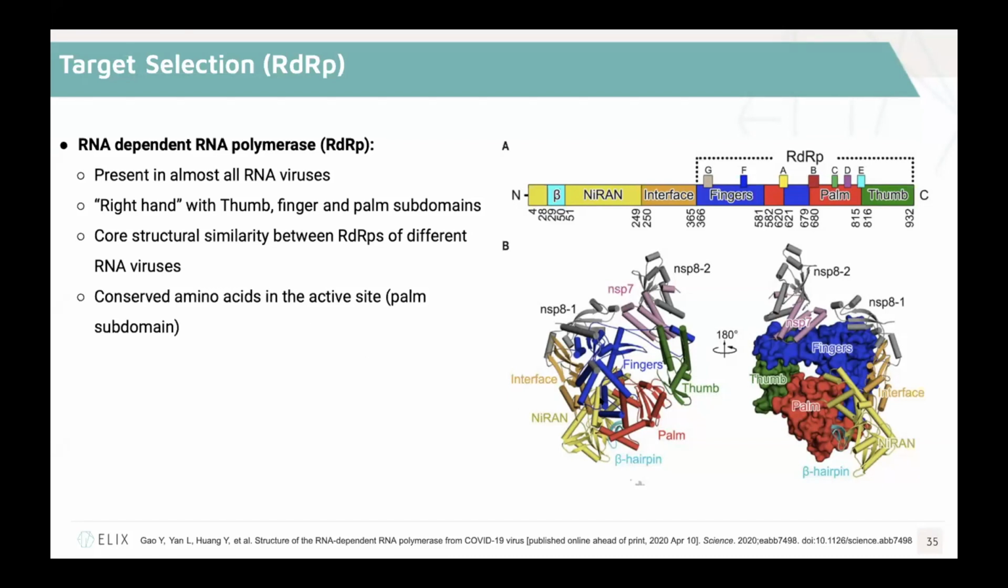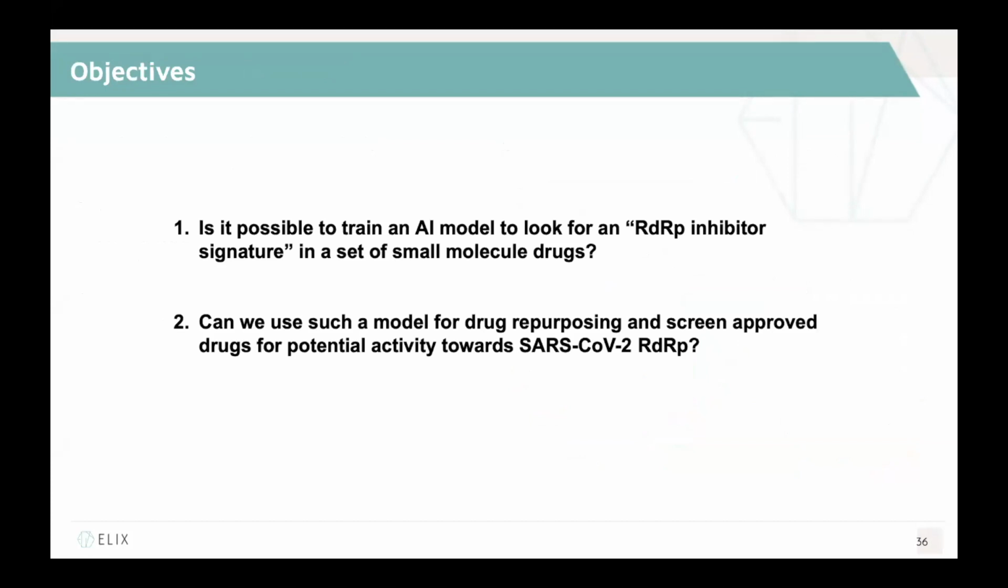And especially there are certain regions on the proteins which actually do the job. And in this case, those regions are known to be more or less preserved even between several virus families. So that was the reason for us choosing this particular target. And we came up with questions. Is it possible to train an AI model to find out a signature of RDRP, that's the short version for that protein, signature of inhibitors against that protein? And if we can do it, can we use such a model to find new drugs?